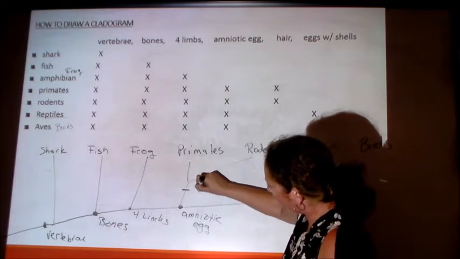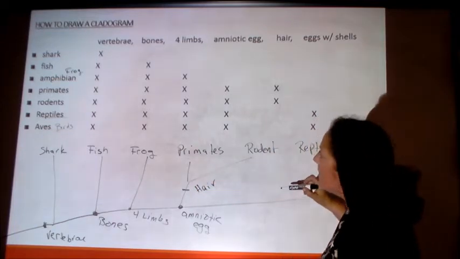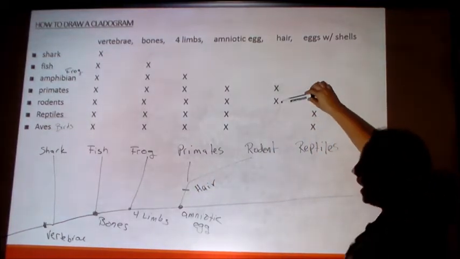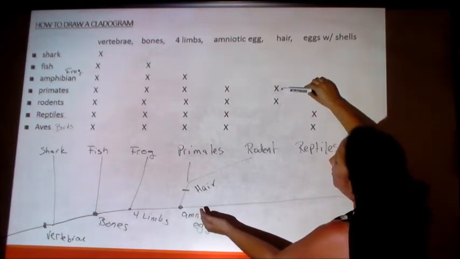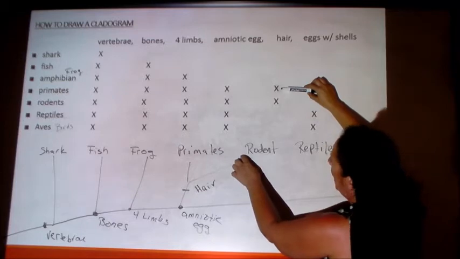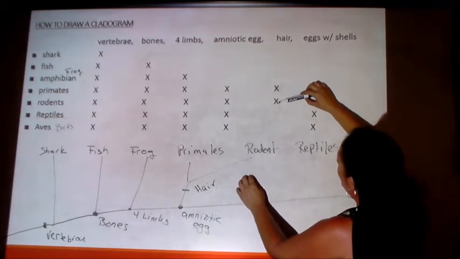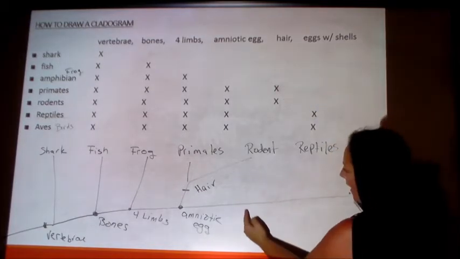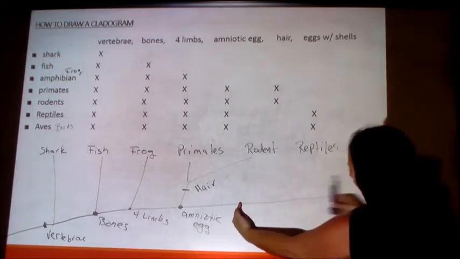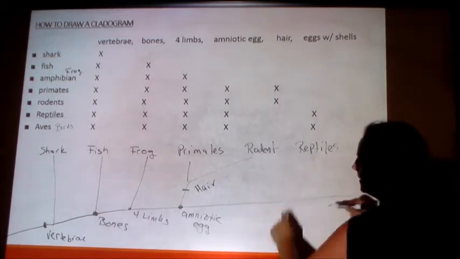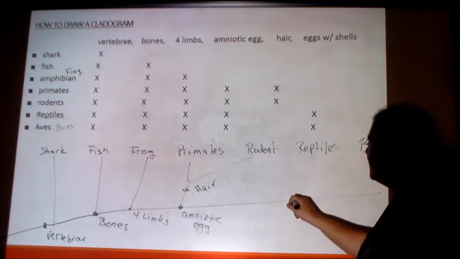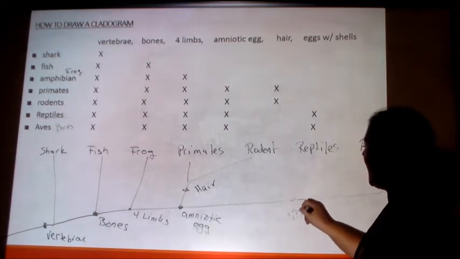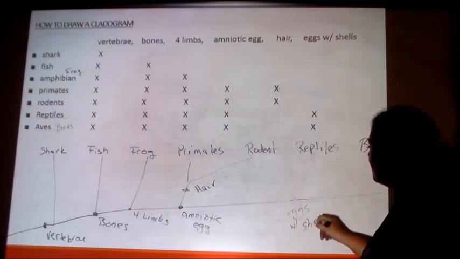Of hair. Right? I know hair happened here somewhere after this, because only primates and rodents on this chart had hair. These guys don't. So I know hair didn't happen here, because that would mean everything else has hair, but it doesn't. So hair evolved right here. Then you have the evolution of eggs with shells.